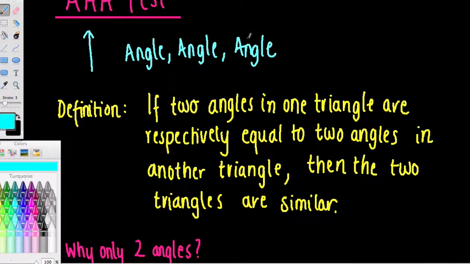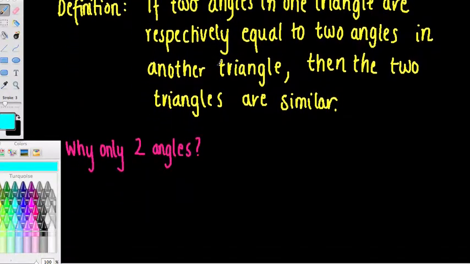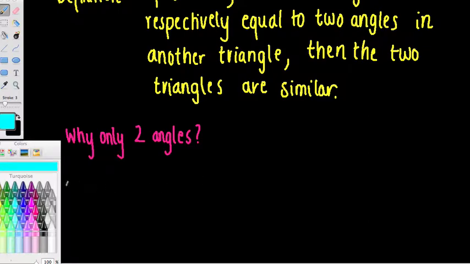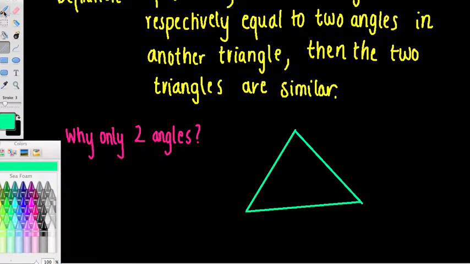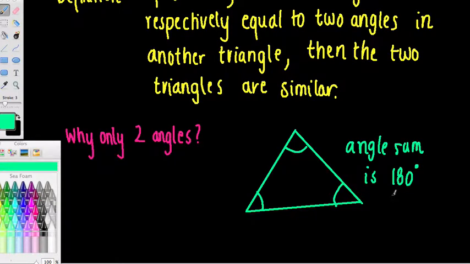Now, you're probably asking, well, the definition says 2 angles, but why is the name of the test angle, angle, angle? That implies 3 angles, doesn't it? Well, we can talk about that now. Why only 2 angles? Well, if you think about a triangle, any triangle, I'll just draw one for you here. What do these 3 angles add up to? This one plus that one plus that one. The angle sum is always, for a triangle, 180 degrees.